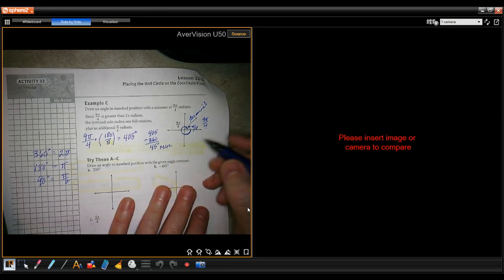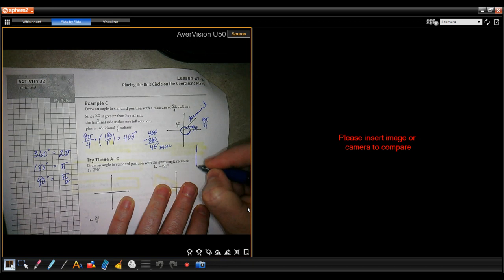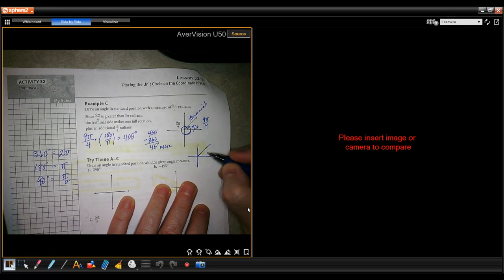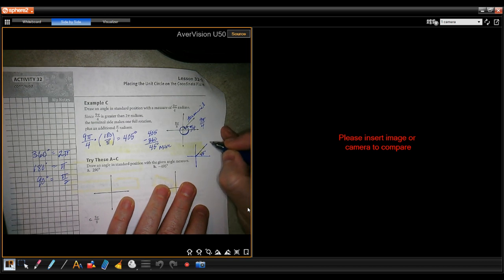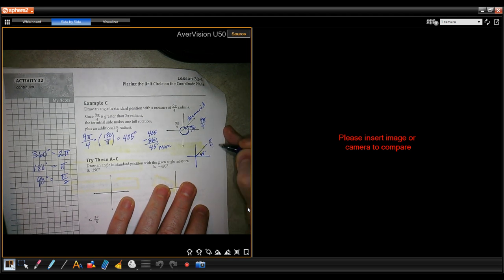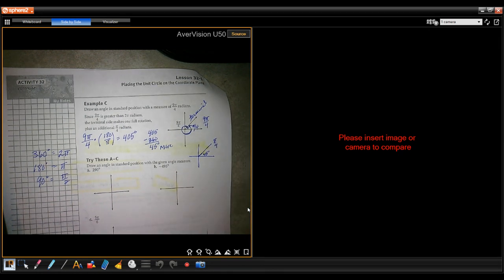Okay, so here, they're saying 45 degrees cuts it in half, right? That's 45 degrees. Well, they're saying that 45 degrees is the same thing as pi fourths, and that's what happened here. So you went 360 degrees, or you went 2 pi plus pi fourths more. So this terminal side is at pi fourths, which we'll go into further.